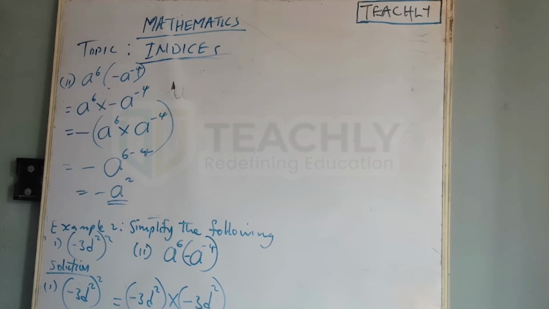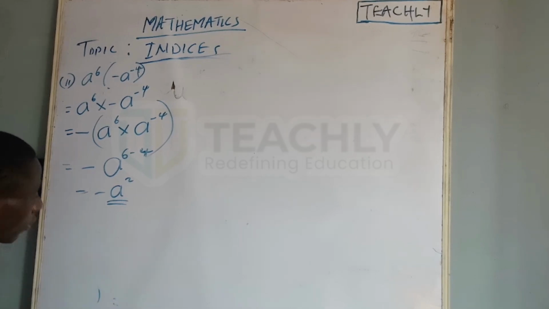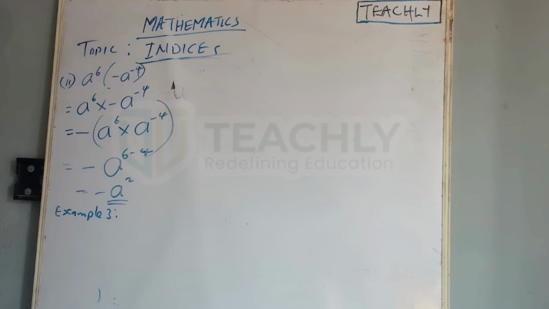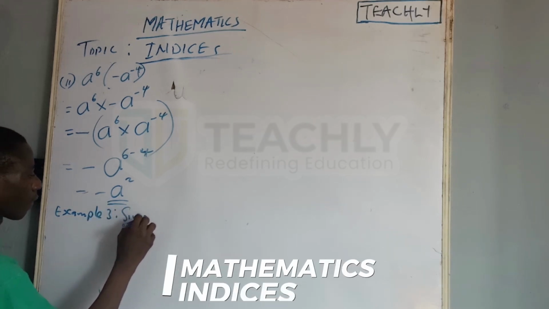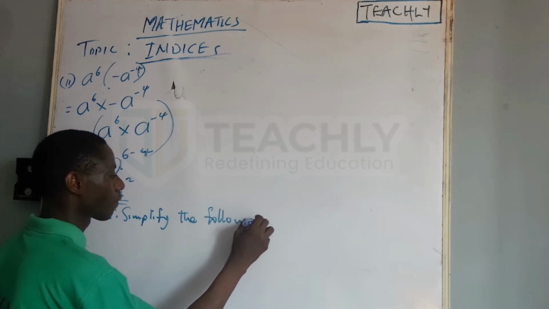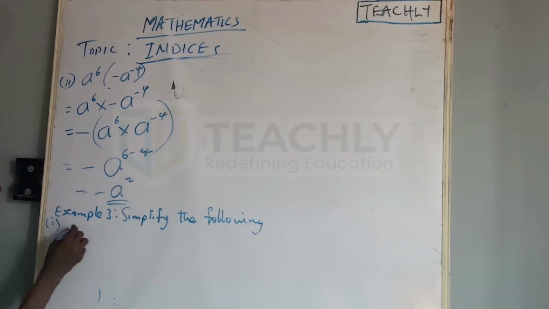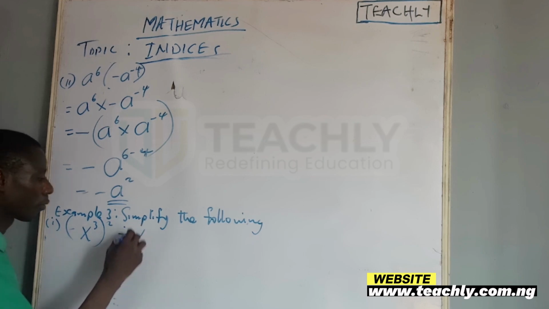Here let's look at the other form of indices. Other example, so that you can come across questions in different forms. Example 3. Simplify the following. The first one, you have minus s raised to power 3, brackets, squared, divided by s raised to power 4.